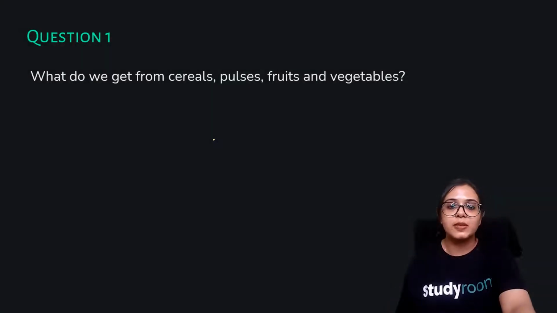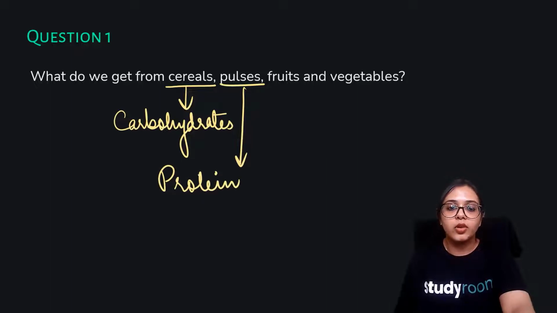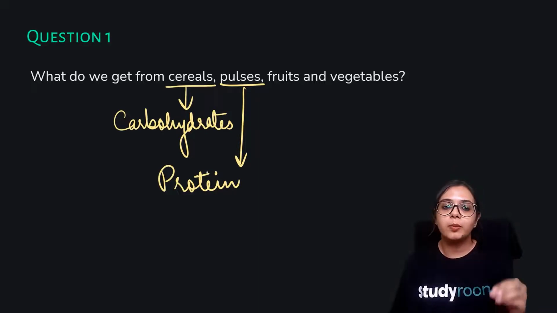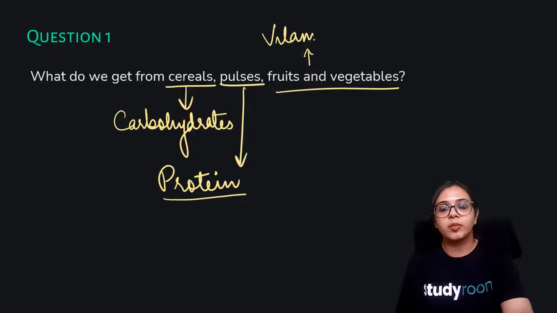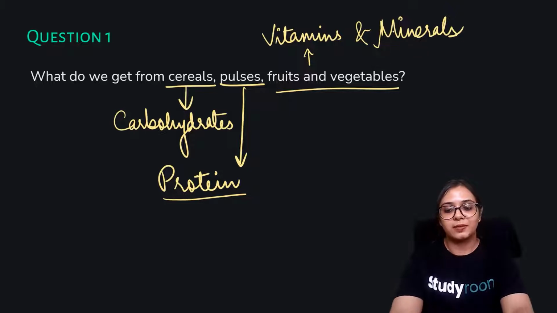What do we get from cereals, pulses, fruits, and vegetables? From cereals, we know that we get carbohydrates, which give us energy, very crucial. From pulses, we get protein, a very important nutrient involved in our healing process and our growth, and also a very important constituent of our nucleic acids. From fruits and vegetables, we get those small quantities of vitamins and minerals that are very essential for our health and well-being. So these are the nutrients which we get from cereals, pulses, fruits, and vegetables.